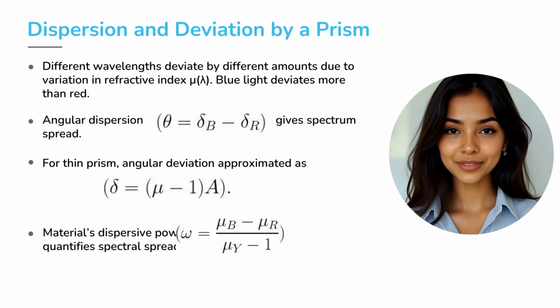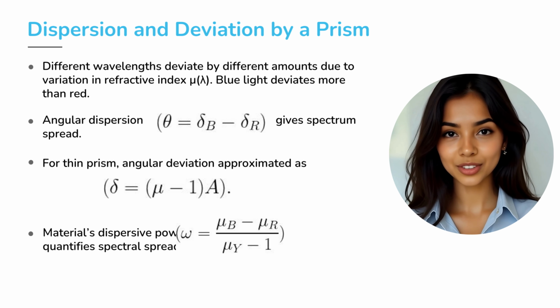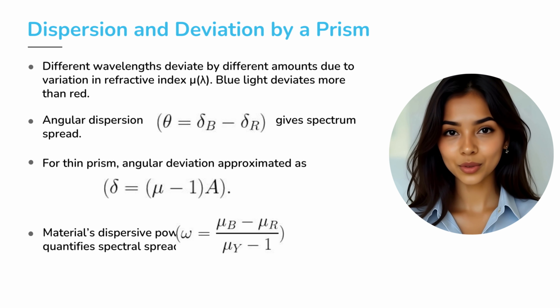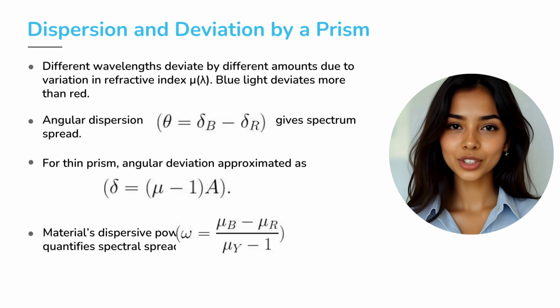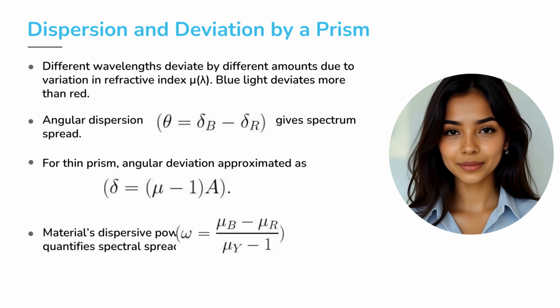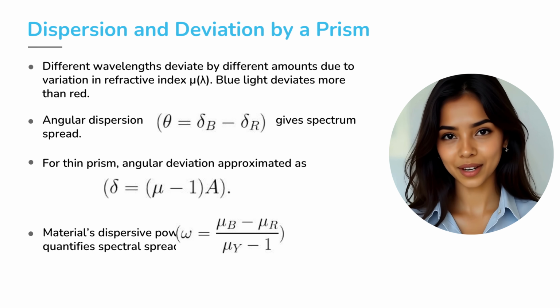Now, let's add a splash of color to our discussion, literally. Prisms can do more than just bend light, they also separate it into its colors because the refractive index mu actually depends on the wavelength of light. That means blue light, which has a shorter wavelength, bends more than red light, which has a longer wavelength. This difference in deviation angles creates the beautiful spectrum we see from rainbows or through a prism.